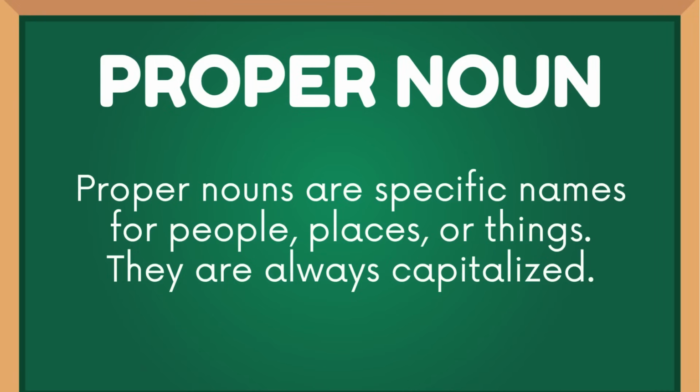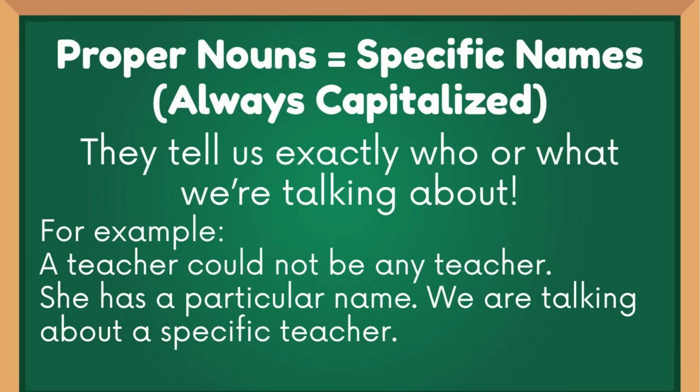Now, what about proper nouns? Proper nouns are specific names for people, places, or things. They are always capitalized. They tell us exactly who or what we're talking about. For example, a teacher could not be any teacher. She has a particular name. We are talking about a specific teacher.